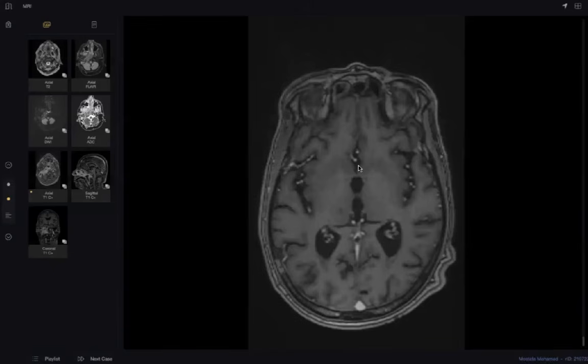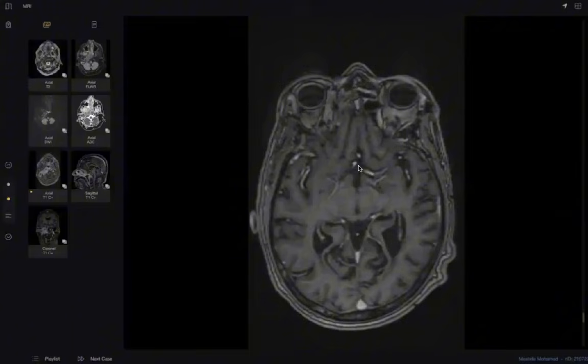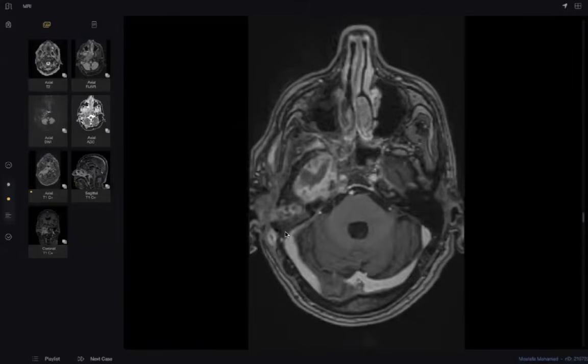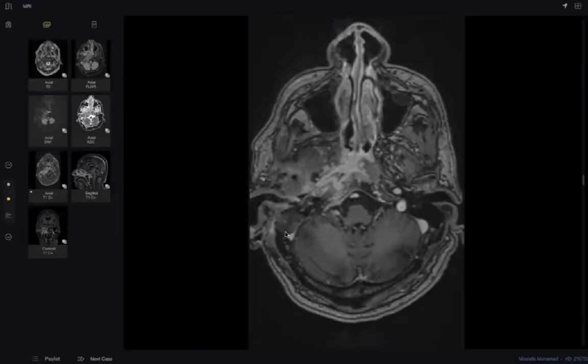I would like to check the cavernous sinus and the brain sinuses for thrombosis as well. I can see the superior sagittal sinus is patent. The orbits are unremarkable. So this case needs urgent referral to the neurosurgical and head and neck specialties for further surgical drainage of the collection and extensive antibiotic therapy.